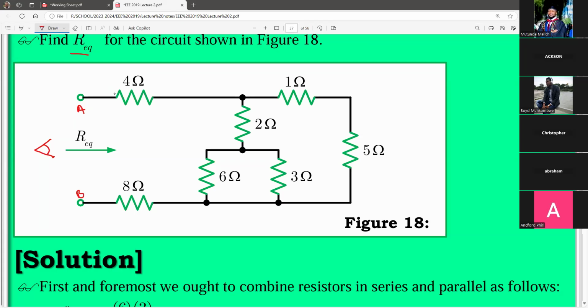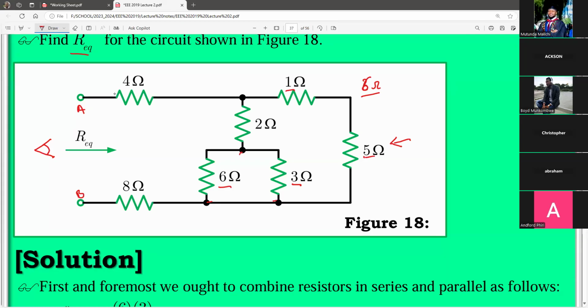So since we are looking at it from the points A, B, to determine the equivalent resistance, we have to start from this side, going to the left. Okay? If we look at 1 ohm and 5, we know that these two are connected in series, and they'll give us a 6 ohm equivalent resistance. Then 6 and 3, they are connected in parallel.